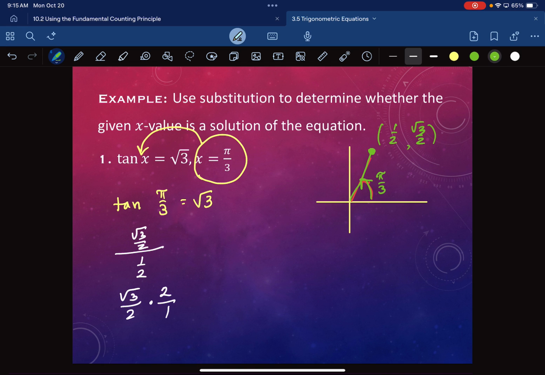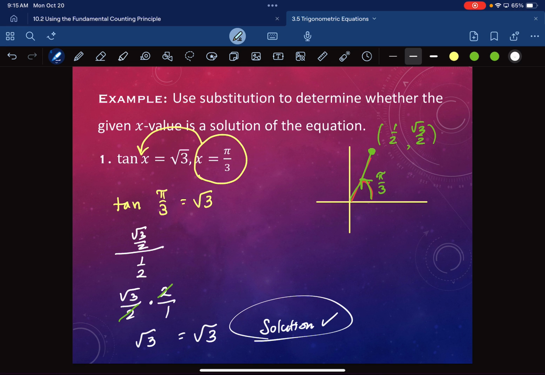And as I look at this, we see the 2 cancel out, and lo and behold, what value shows up on the left-hand side? Yep, square root of 3. And square root of 3, of course, does equal square root of 3, so this is a solution. Yes, it is. It works.